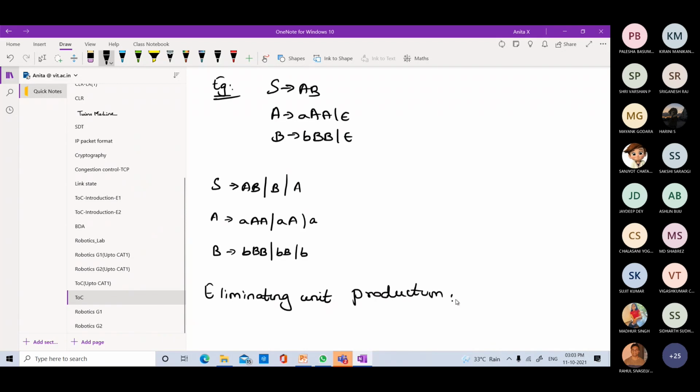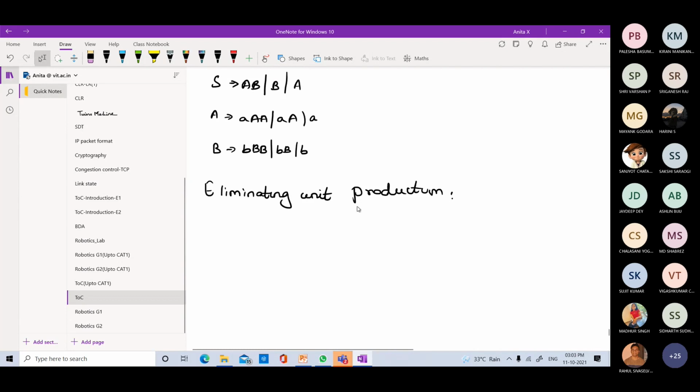Eliminating unit production. So what is unit production? Please make a note. Unit productions are of the form A derives B. Productions of the form A derives B are called unit productions, where A and B are non-terminals.